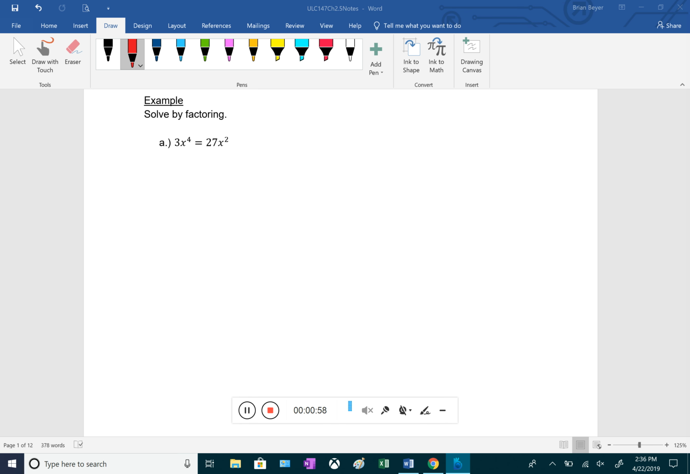So we want to solve 3x to the 4th equals 27x squared. Something that might be tempting but you should never do, you never divide variables away. So we wouldn't be dividing both sides by, say, x squared here. We're going to get this in general form first. The way we're going to do that is subtract 27x squared from both sides. So that's going to give us 3x to the 4th minus 27x squared equals 0.